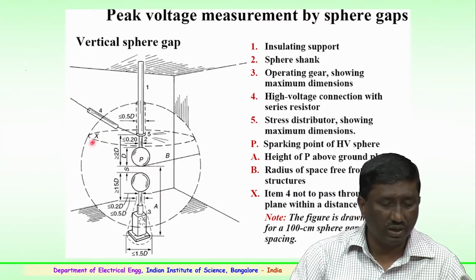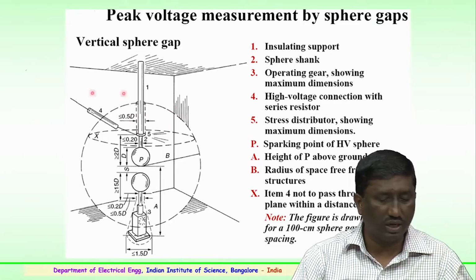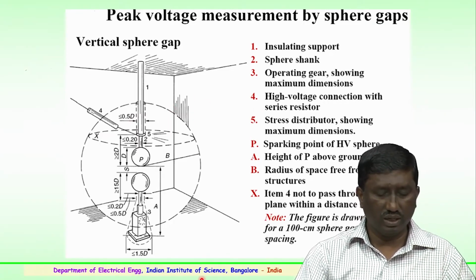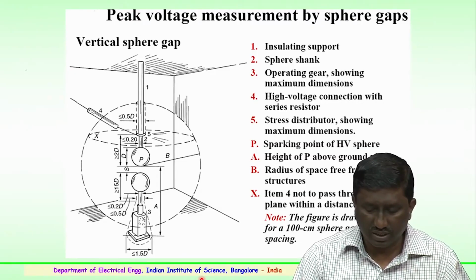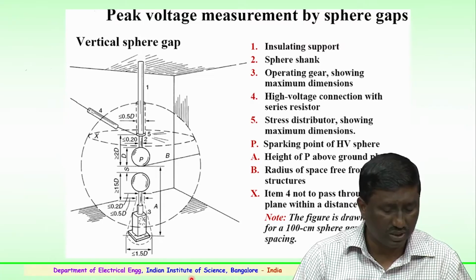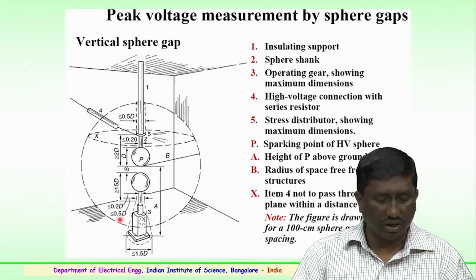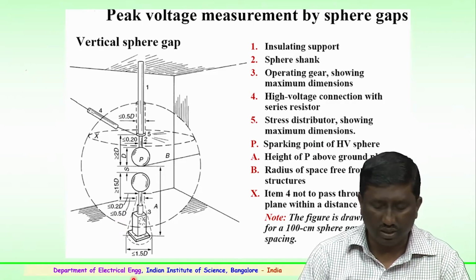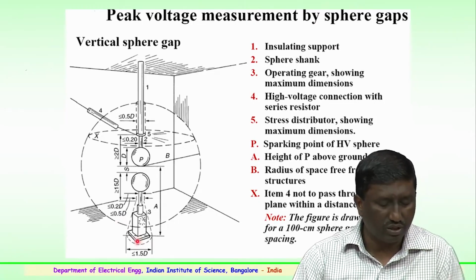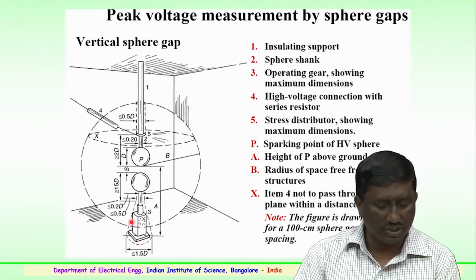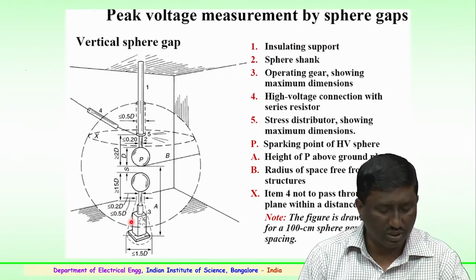So, this figure, peak volt measurement by sphere gap assembly, that is a vertical sphere gap assembly, is indicated for a sphere gap of 100 centimeter sphere radius. All these dimensions mentioned are with reference to the 100 centimeter sphere radius. Very clearly the dimensions have been given. This is taken from the IS and IEC standards for measurement of peak voltages by sphere gap.